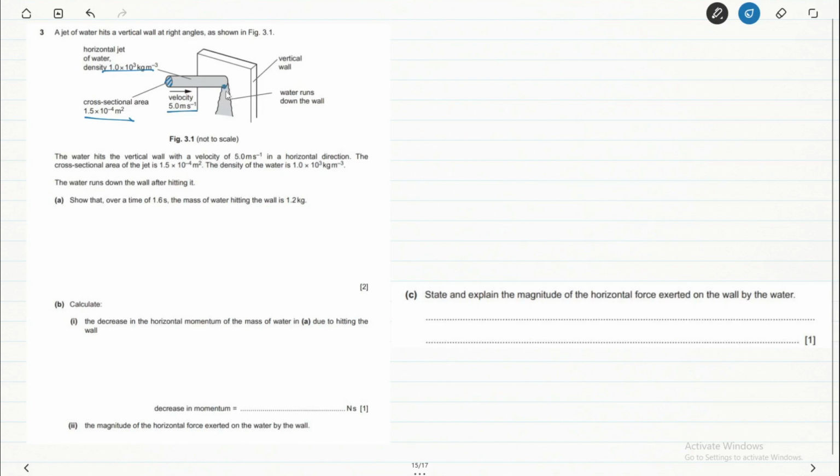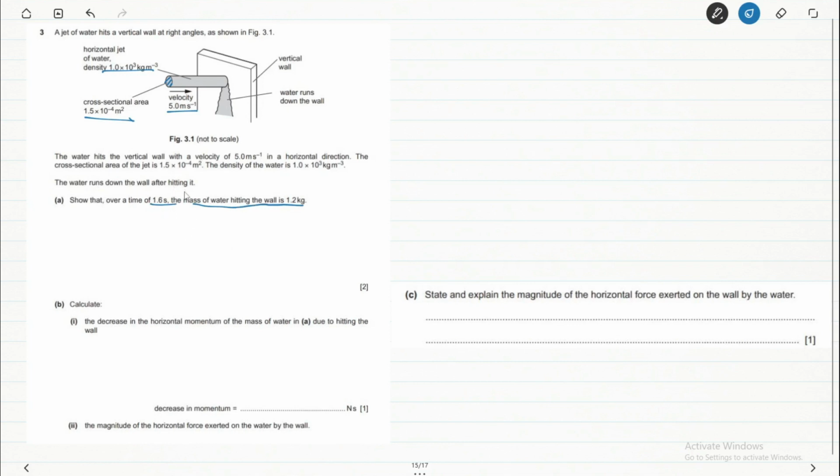The reason water runs down is not because of a force applied or anything. It's just because of gravity. It has nothing to do with the force being applied by the wall. That is the first thing you need to realize: if it were a force applied by the wall, it would go backward. So it's just stopping here and going downwards. So the water runs down. Show that over a time of 1.6 seconds, the mass of water hitting the wall is 1.2 kg.